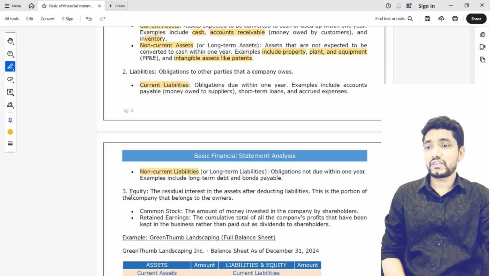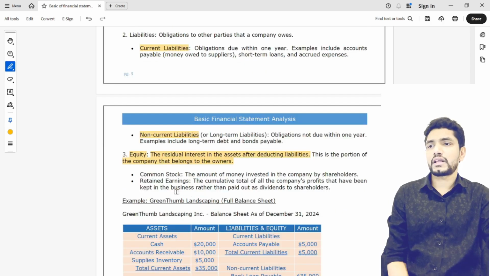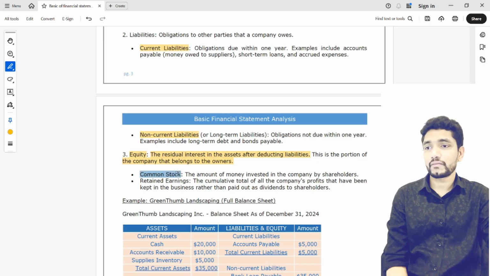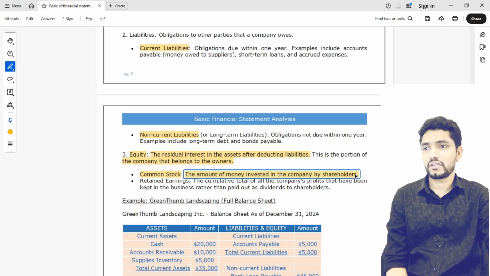This part of the balance sheet is equity. This is the residual interest in the assets after deducting the liabilities. This is the proportion of the company that belongs to the owners. There are some categories of equity like common stock. Common stock means the amount of money invested in the company by shareholders.